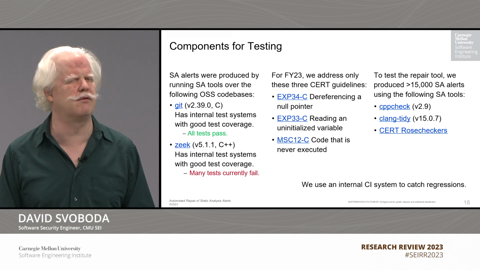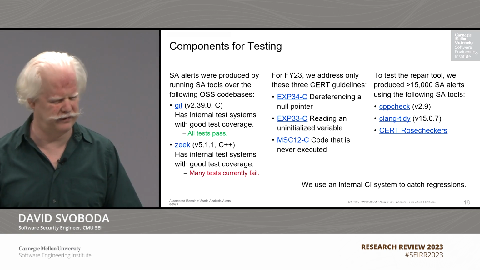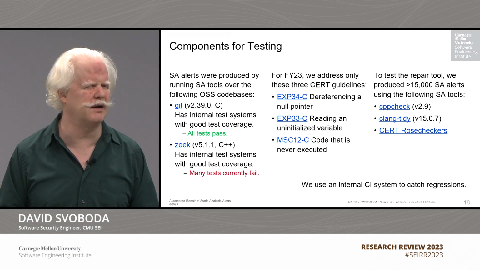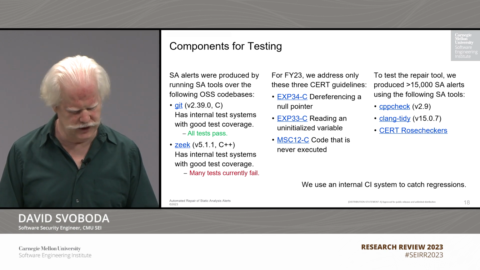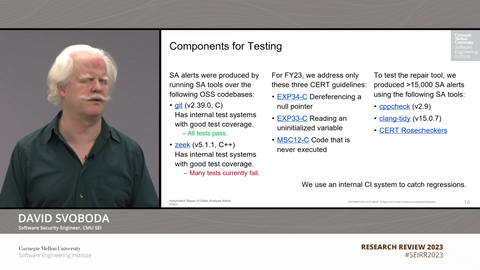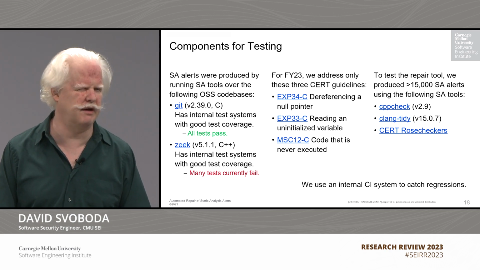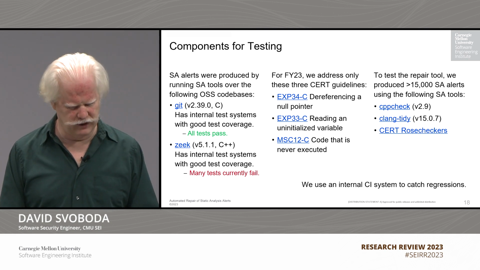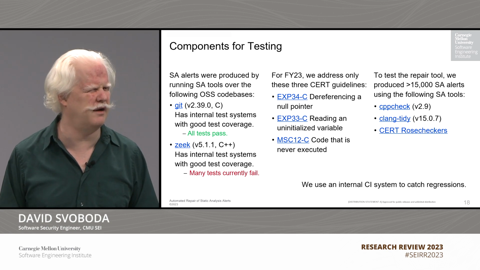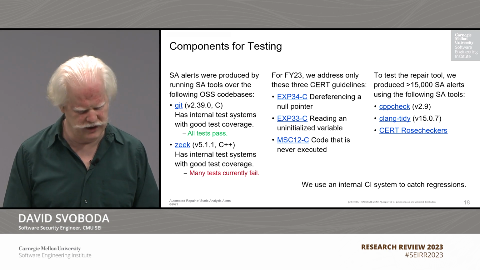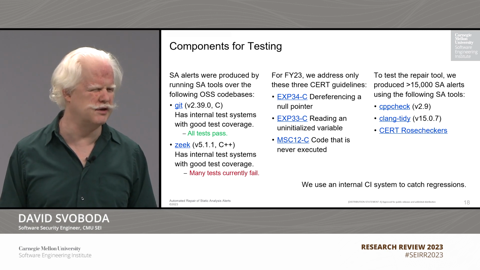In fact, Git has a very reliable testing process that works completely and has detected any attempts of mine to, say, introduce bugs. It has pretty good code coverage. Zeek has less good code coverage, and not all the tests work. The reason we're working with Zeek is because our collaborator has requested that we repair it. Furthermore, we're using the following 3 static analysis tools: CPPcheck, Clang Tidy, and CERT Rose checkers. These all have the critical advantage that they are free and open source, so we can do anything we want with them.